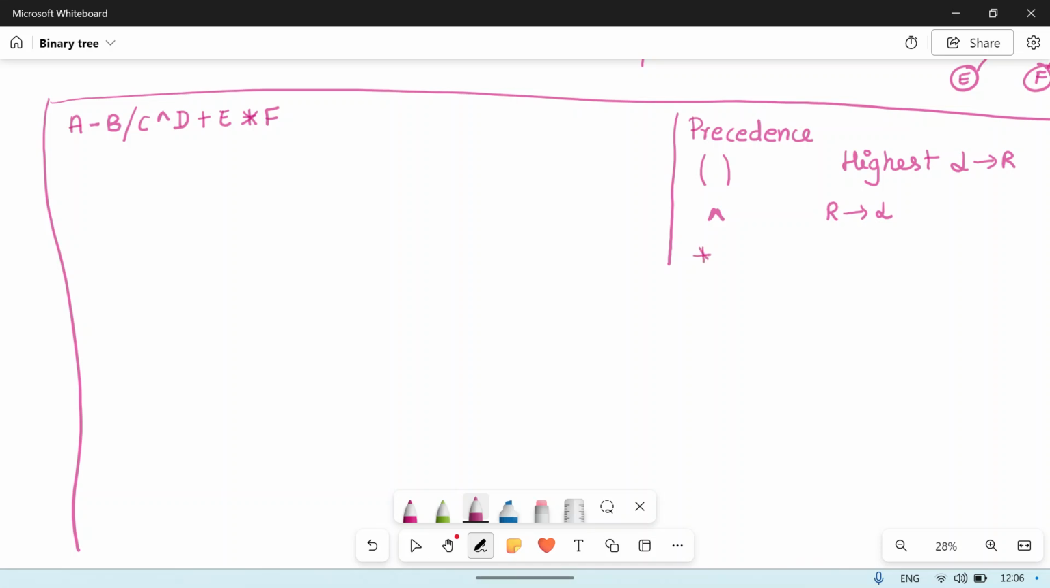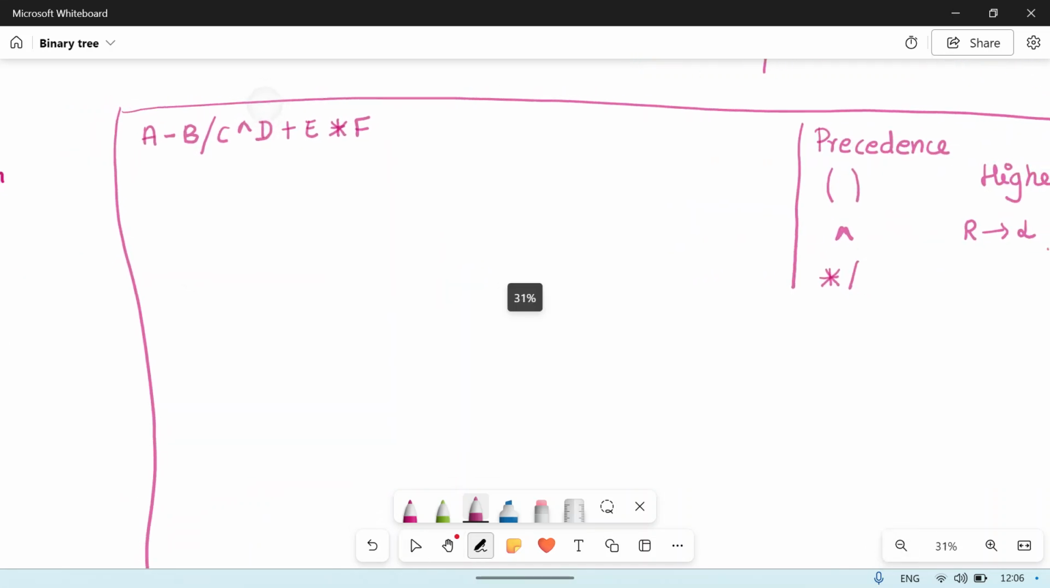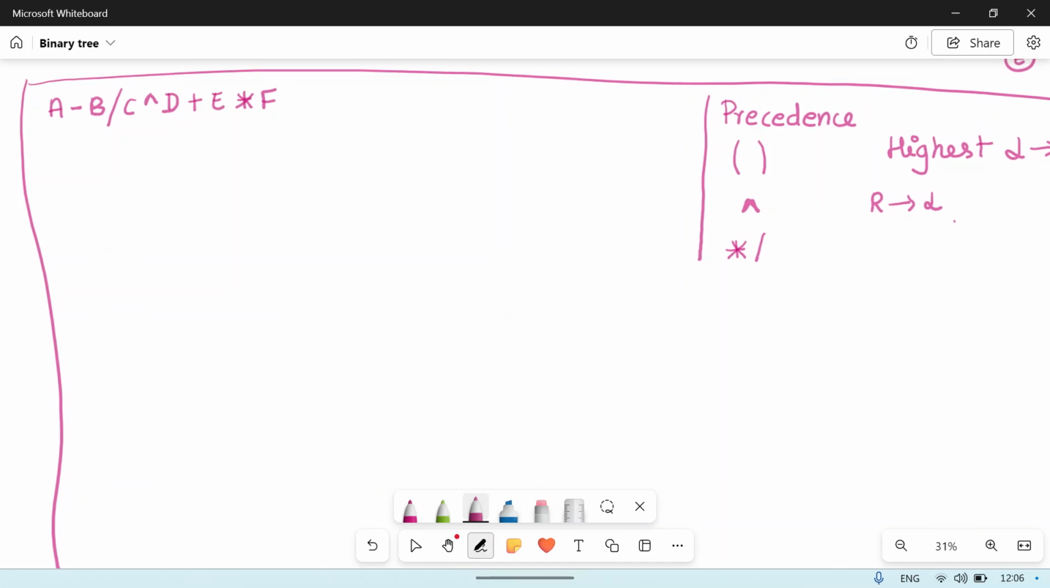Then you have multiplication and division. They have the next precedence. And their associativity is left to right. Evaluation happens from left to right is what I'm trying to say. And then you have plus and minus. Again, the associativity is left to right.